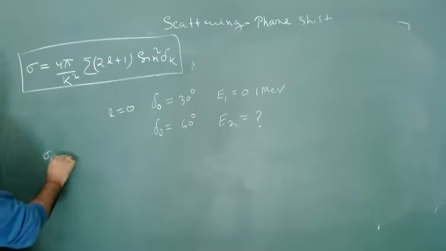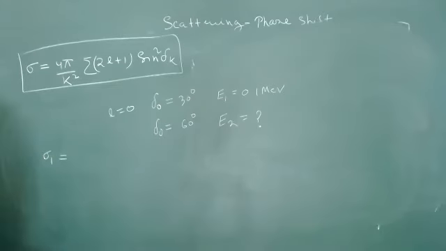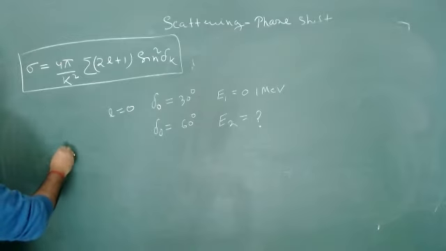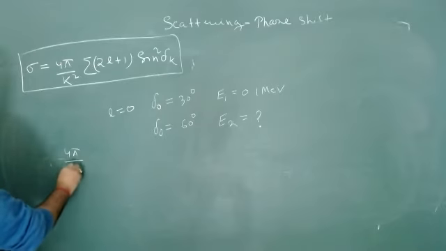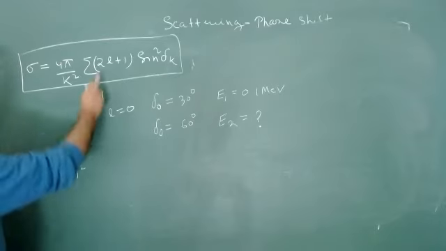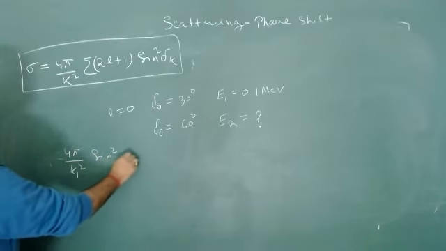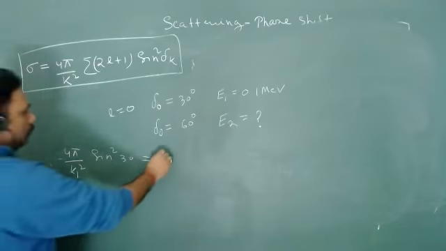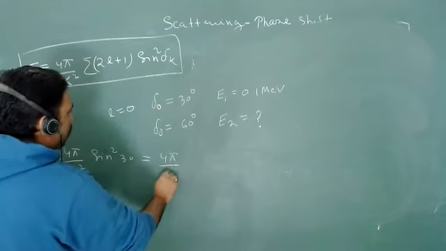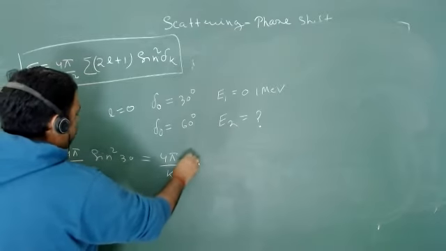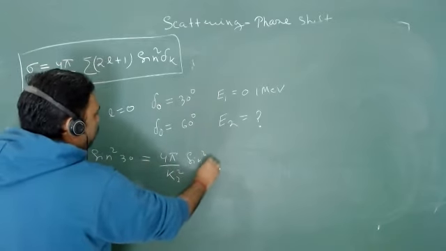Sigma 1, and the cross section doesn't change. This is clearly written: cross section doesn't change. That means you have to write 4 pi upon k1 square, L is equal to 0. That means sine square 30 must be equal to 4 pi upon k2 square sine square 60.